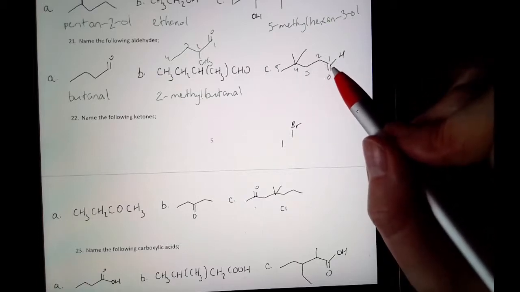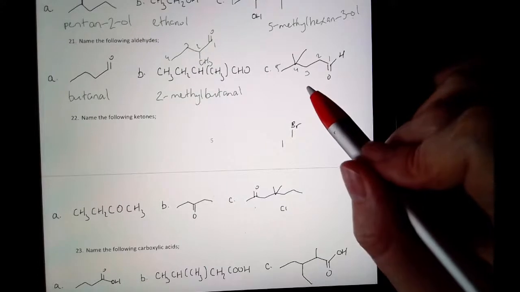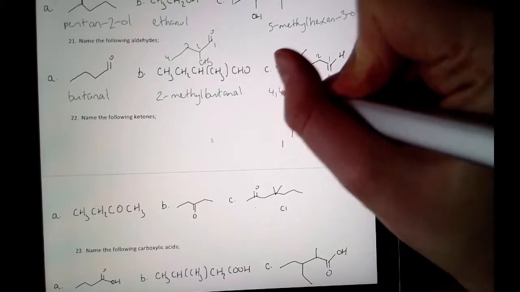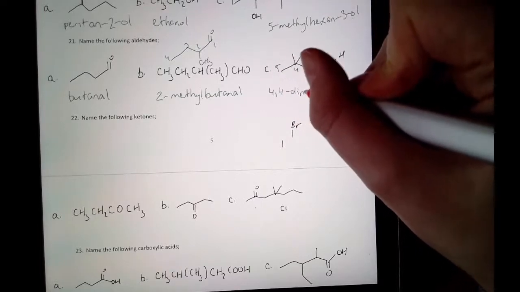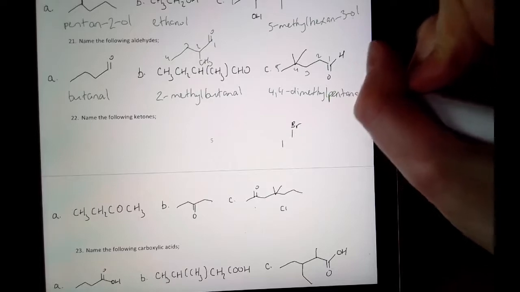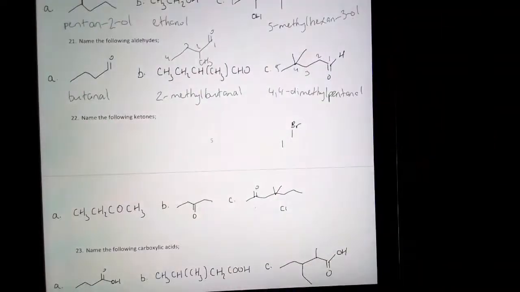Priority goes to your carbonyl carbon. It's going to be pentanal, and on carbon 4, you have got 2 methyl groups. So it's going to be 4,4-dimethyl pentanal. 4,4-dimethyl pentanal.